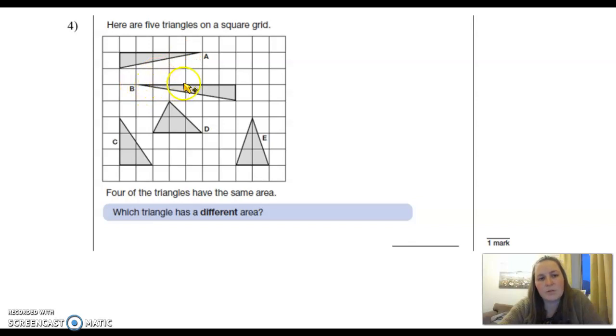This one is 1 by 6. Half of that is 3. 1 by 6, half is also 3. For these two, you need to make sure you're using the vertical length, not the diagonal. So 2 by 3... I mean 2 by 6, half of that is 3. And 3 by 2... 6, half of that is 3. So the correct answer is A, because that one had an area of 2.5 instead of 3.